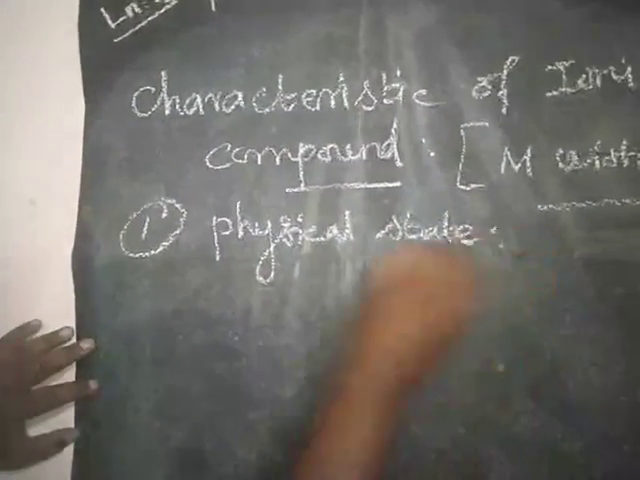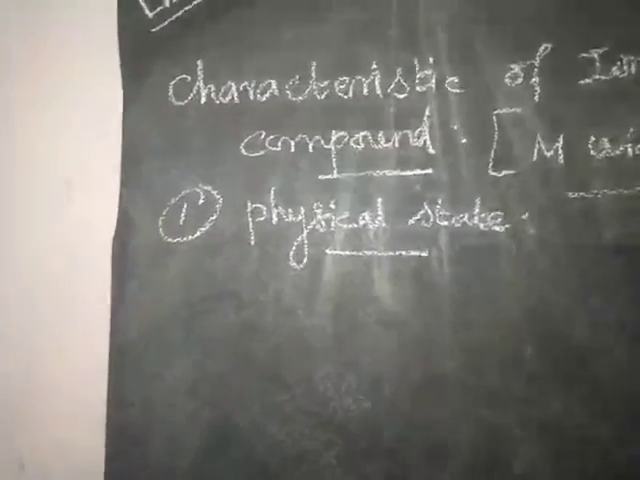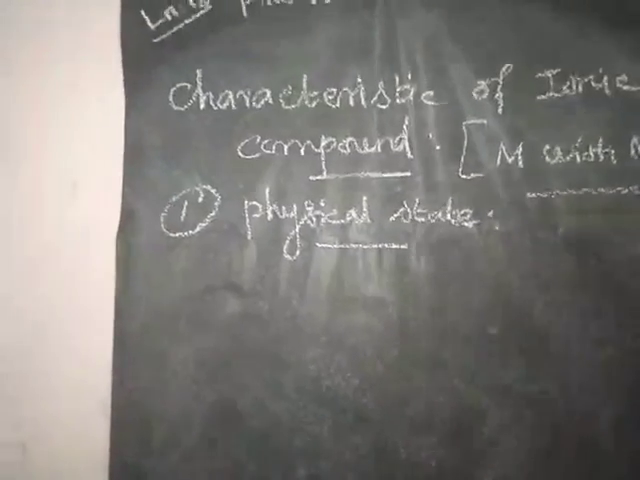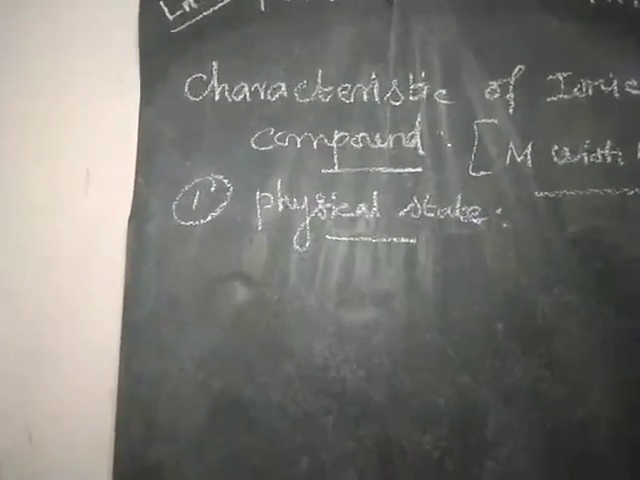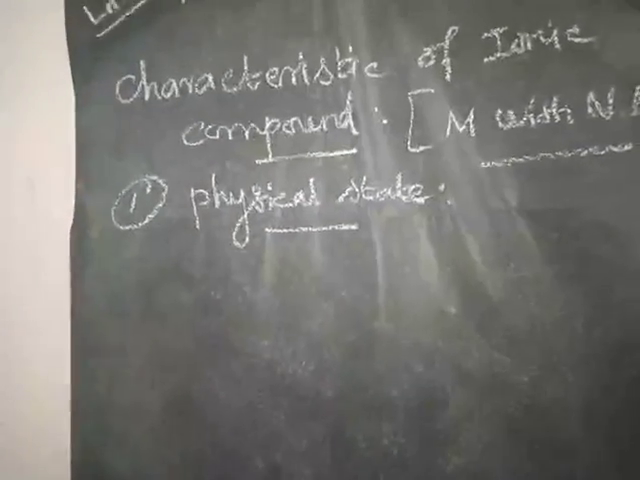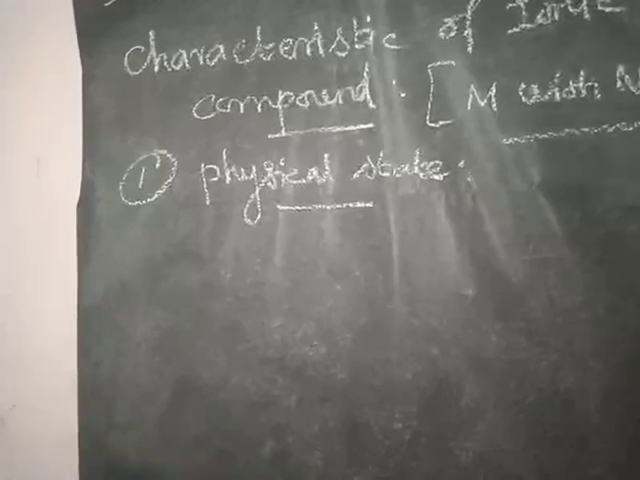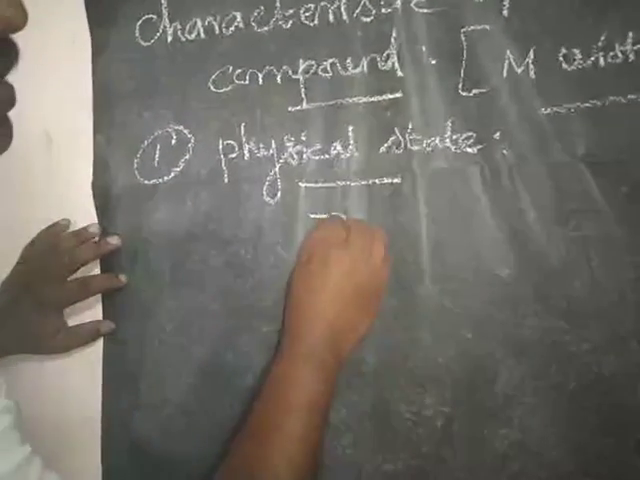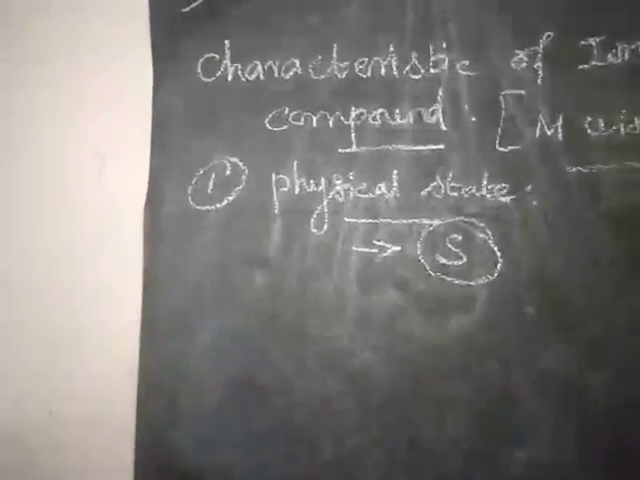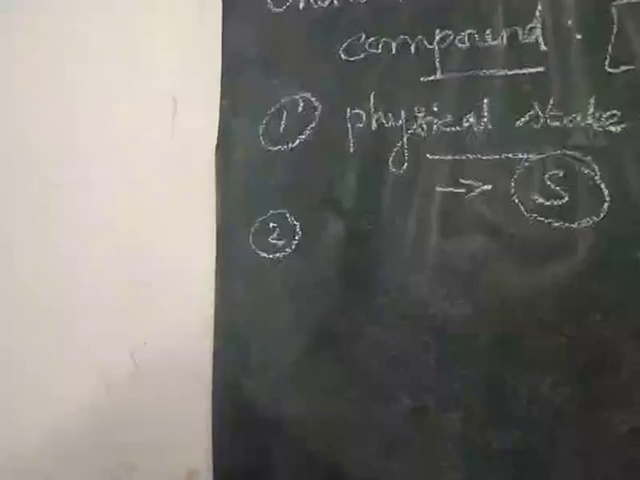Ionic compounds are formed between two ions, one positive ion and another negative ion. So they show a proper geometrical shape, and ionic compounds are crystalline at room temperature, mostly in the solid state.